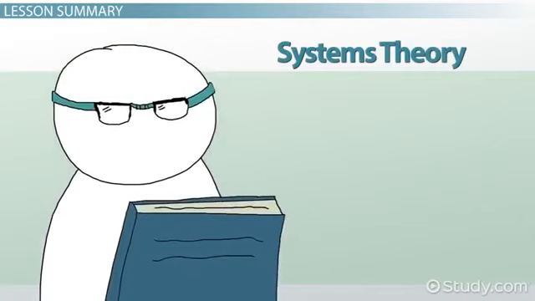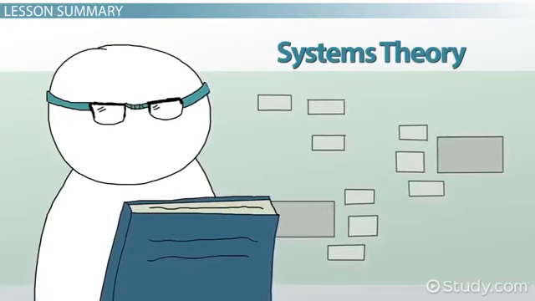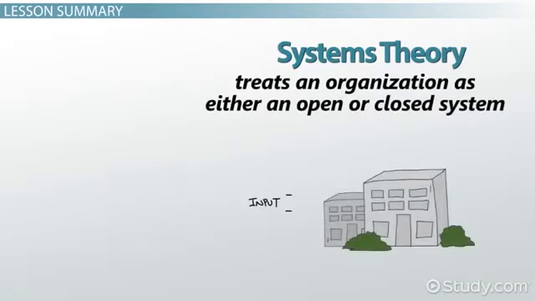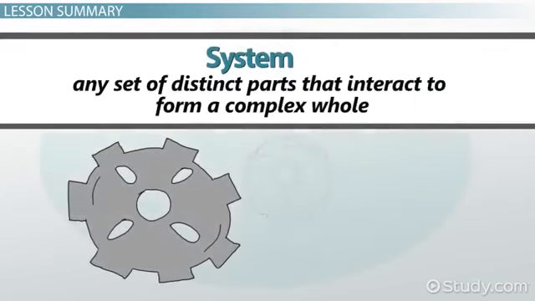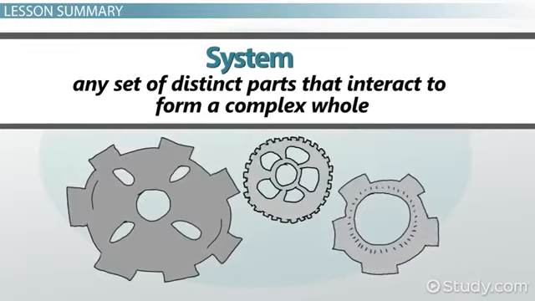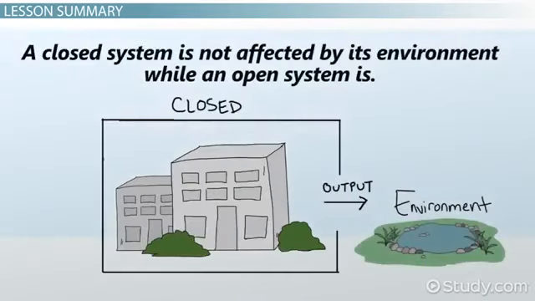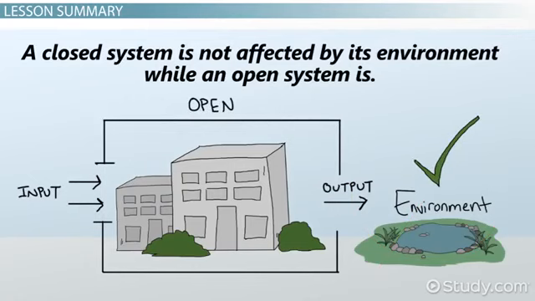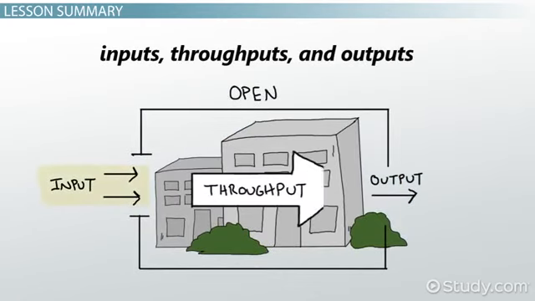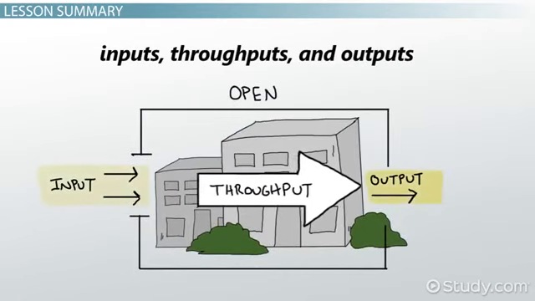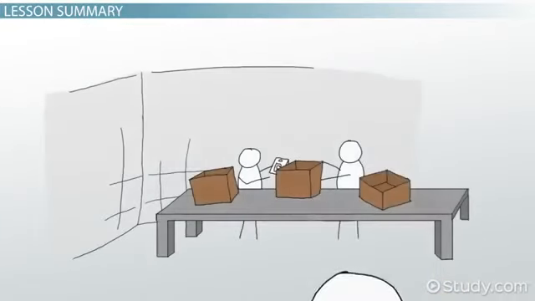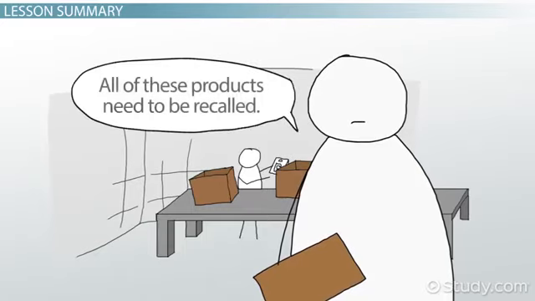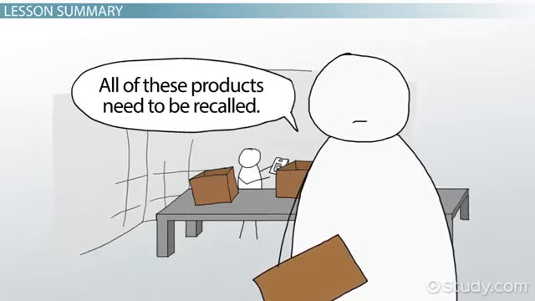Systems theory is one of the dominant organizational theories in management today. It treats an organization as either an open or closed system. A system is a set of distinct parts that form a complex whole. A closed system is not affected by its environment, while an open system is. An open system consists of inputs, throughputs, and outputs. Feedback loops are also a part of an open system. Feedback loops can be positive or negative, which denotes problems or successes with the system.